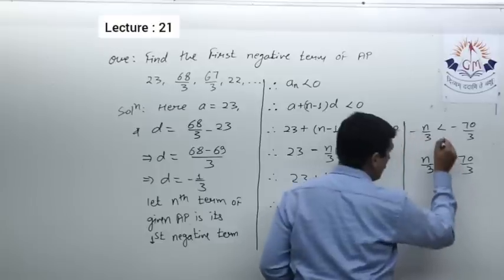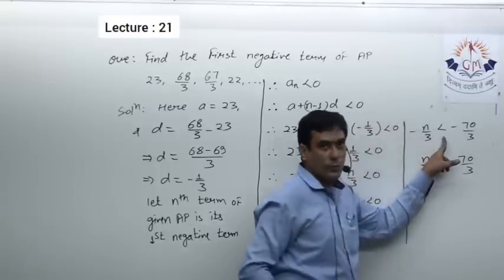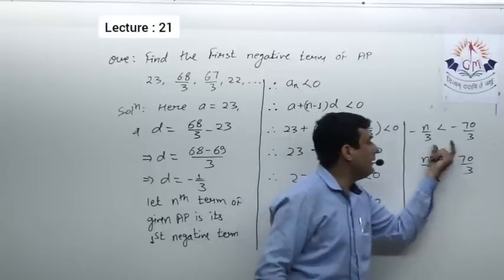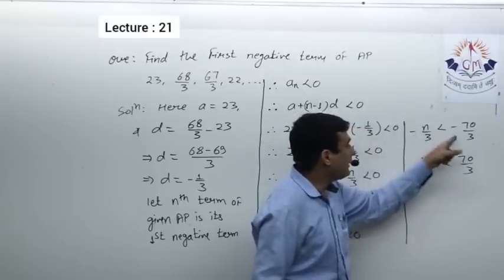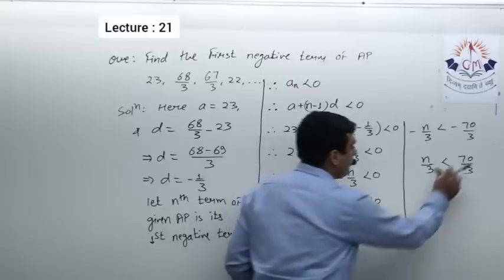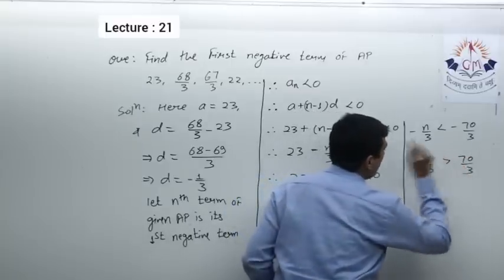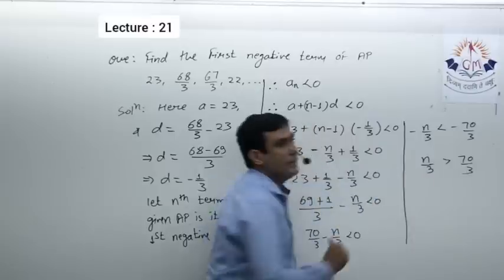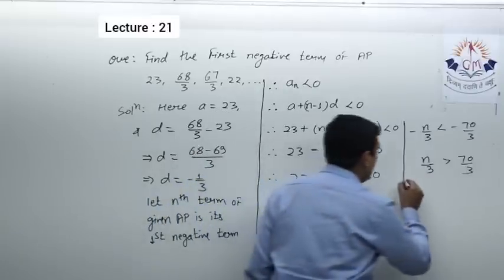See, this is the inequality sign, this is not the equal sign. Less than or greater than is called the inequality sign. So whenever we deal with inequality sign, we can't cancel the minus sign directly. If we cancel the minus sign, we have to interchange the inequality sign. So when I cancel this minus sign, I'll write n by 3 is greater than 70 by 3. Understand this thing in this way.